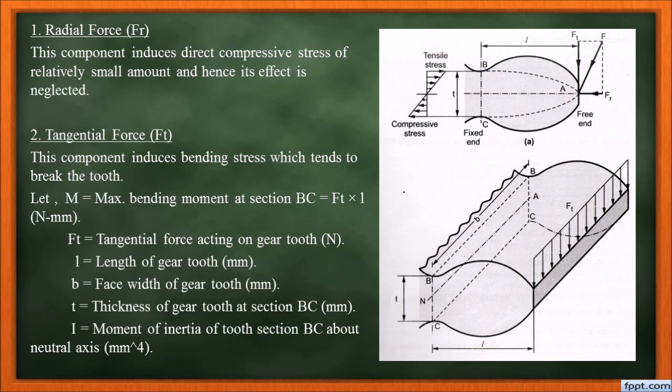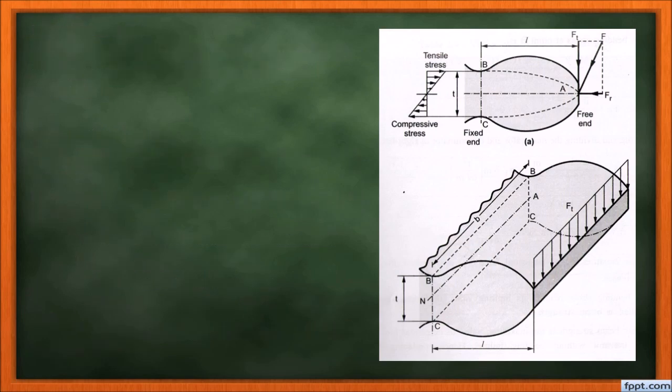So let M equal to maximum bending moment at section BC, which is equal to Ft into L. Ft equal to tangential force acting on gear tooth, which is in Newton. L is the length of gear tooth in mm. B is face width of gear tooth in mm. T is thickness of the gear tooth at section BC. And I is the moment of inertia of tooth section BC about neutral axis.